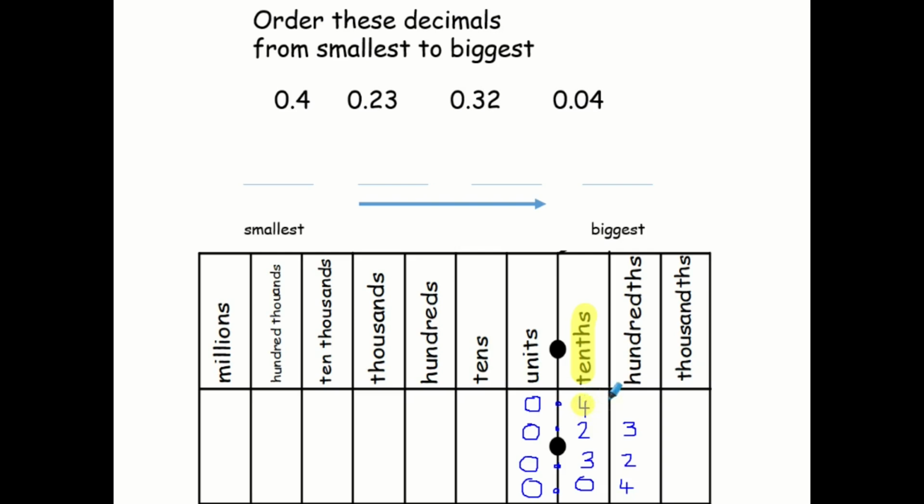Just because there aren't any more digits after it, doesn't mean it can't still have the highest value. So 0.4, I'm going to put straight away as the biggest. So I can eliminate that one. So what's left? Well, I've got 0.23, I've got 0.32, and I've got 0.04.